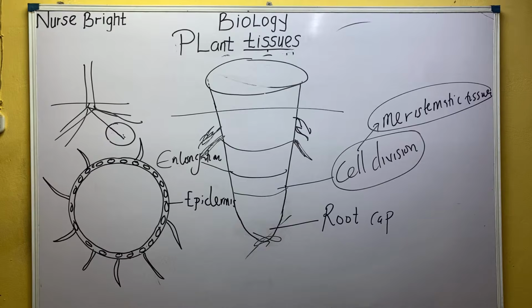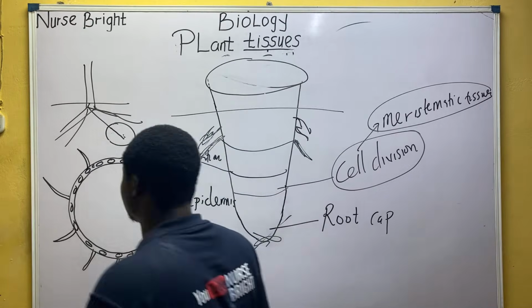So now moving further, listen, the next layer of this root, we call it the cortex layer. It's just after the epidermis. And this is how it looks like. Just pay attention.